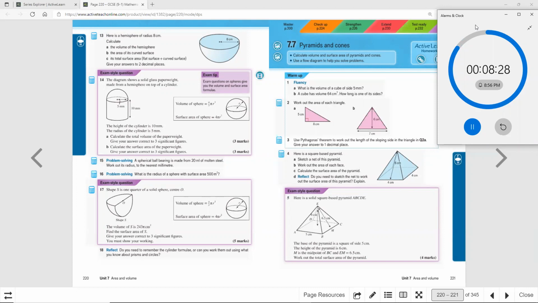A 6 marker. Remember to get your idea right, Bilkis. Yeah? So you need to draw little sketches of what you're going to be doing. If you get your idea right, you're sorted.